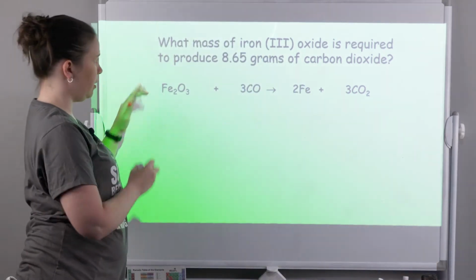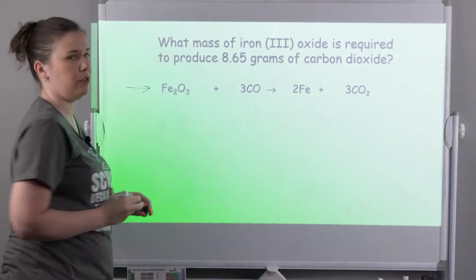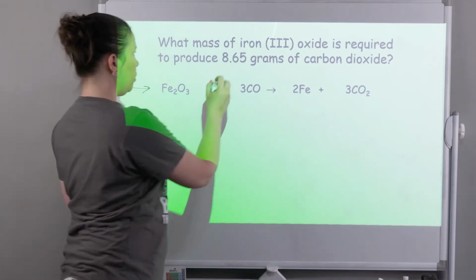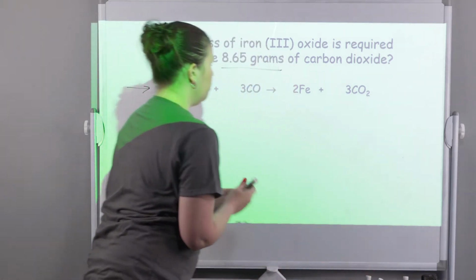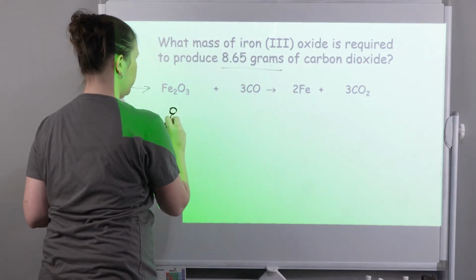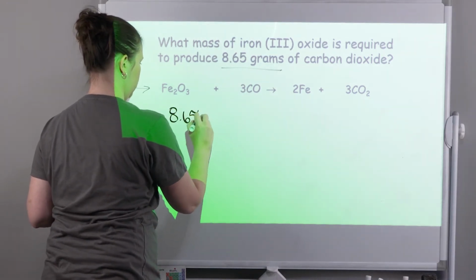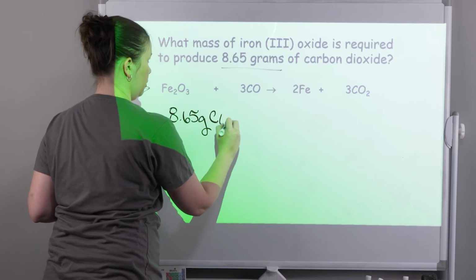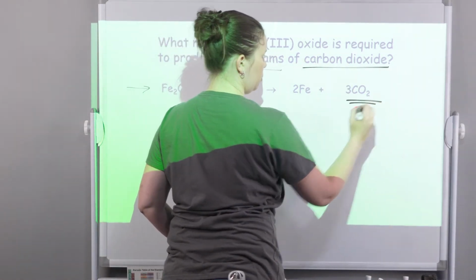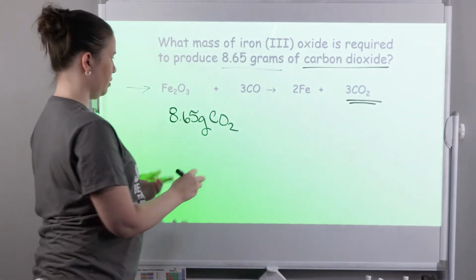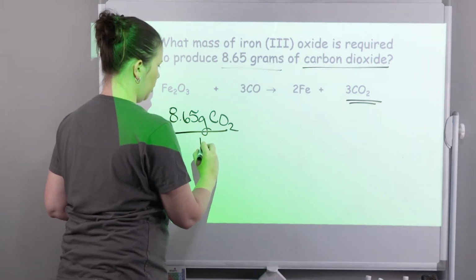Again, same exact equation, so it saves us from having to do that again. This time we're going to start with 8.65 grams of carbon dioxide. So the given will go first. Notice this is of carbon dioxide, which is one of our products. So we're dealing with a different substance this time. So I'm going to go ahead and put this over 1.